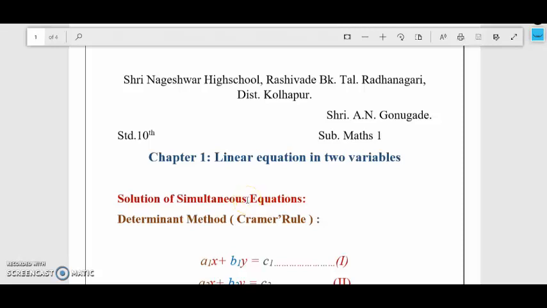The name of the first chapter is Linear Equation in Two Variables. Already we learned how to write a determinant and how to find the value of a determinant. Now we are going to find the solution of simultaneous equations by using the determinant method. It is also called Cramer's rule, because this method was developed by Gabriel Cramer.